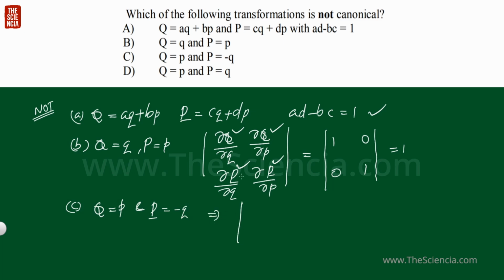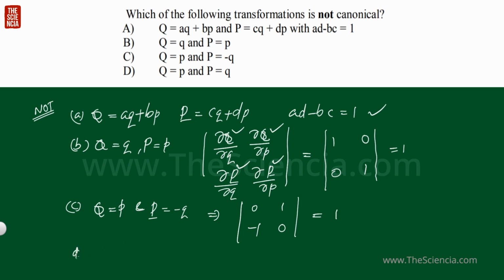Dou Q by dou Q, that is 0. Dou Q by dou P, that is 1. Dou P by dou Q, minus 1. Dou P by dou P, 0. That is we get 0 minus minus 1, that is plus 1.